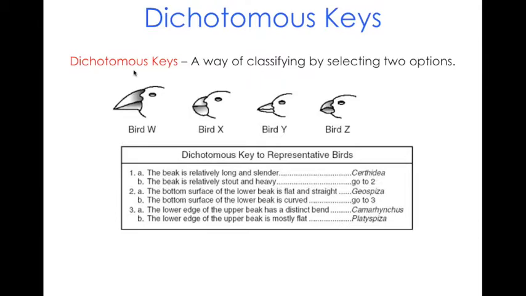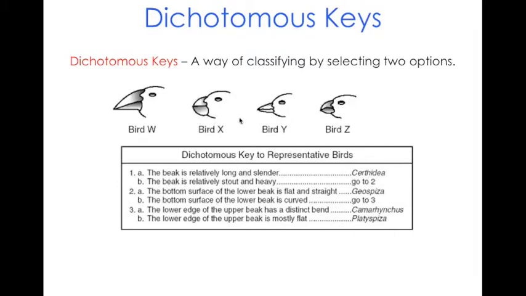So if we took bird W, for example, you would go to question 1, and you would ask that question. Is the beak relatively long and slender? If it is, it is part of the Certhidae family. If it is relatively stout and heavy, then you would move to question 2, right? And so you look at that and think, well, I think that it might be long and slender, right? And so you might go to the Certhidae one.